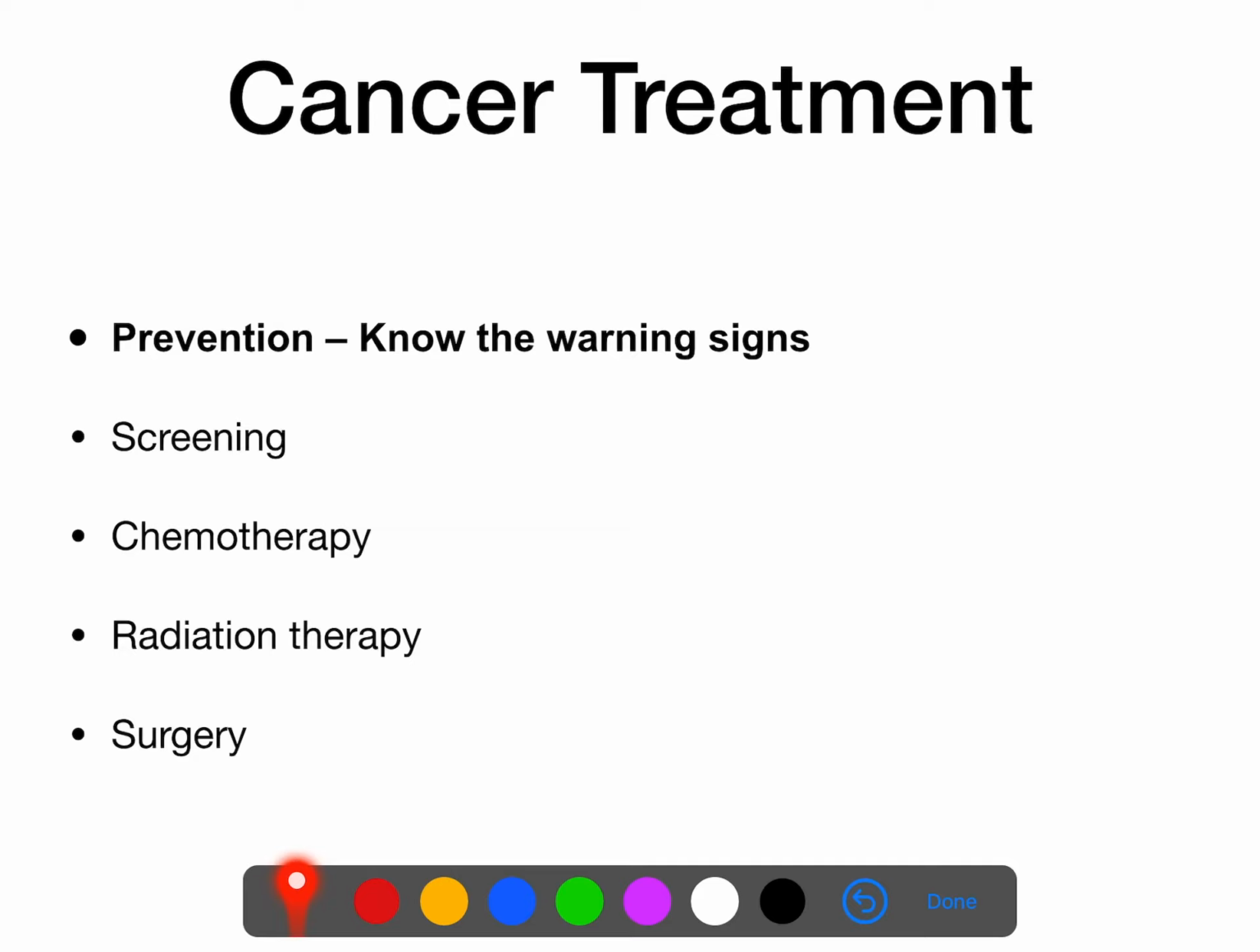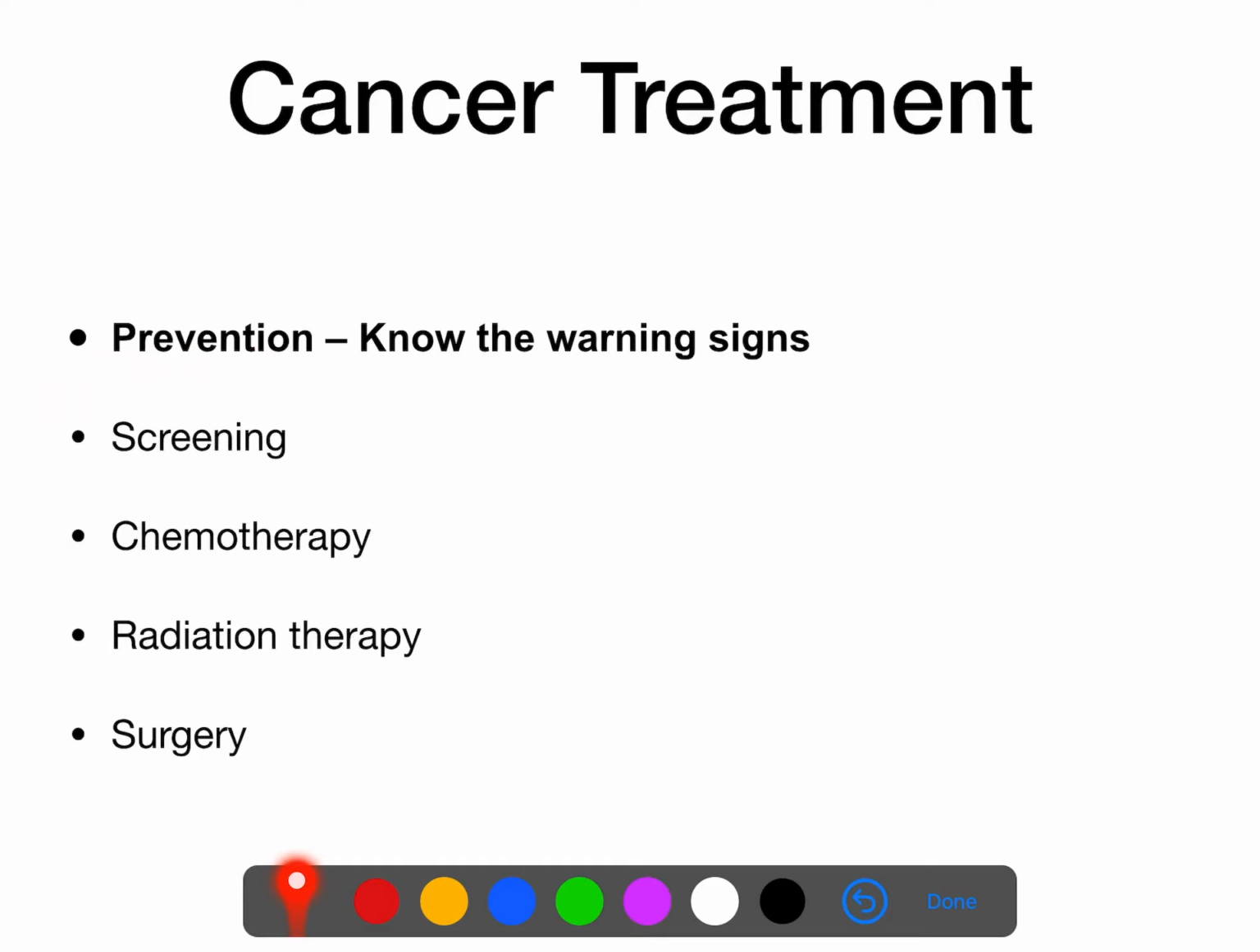Now, treatments for cancer. The first treatment, the best offense is a good defense. So, the best treatment for cancer: don't get it in the first place. Prevention. Avoid environmental factors. Know the warning signs. Same thing with screening.